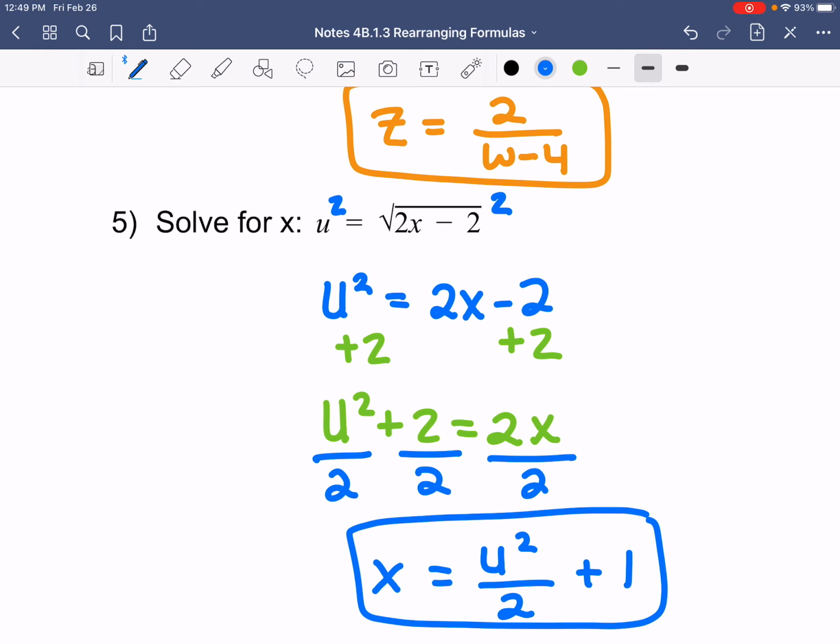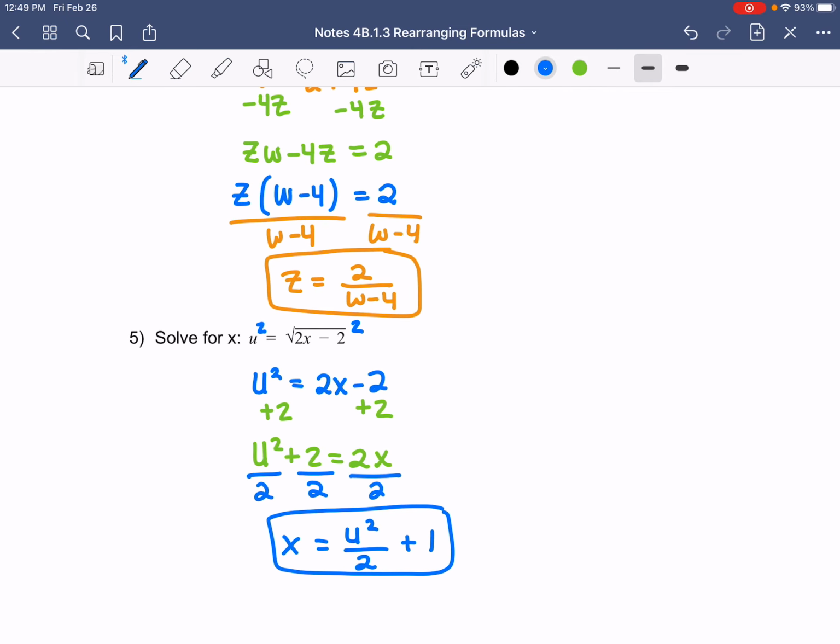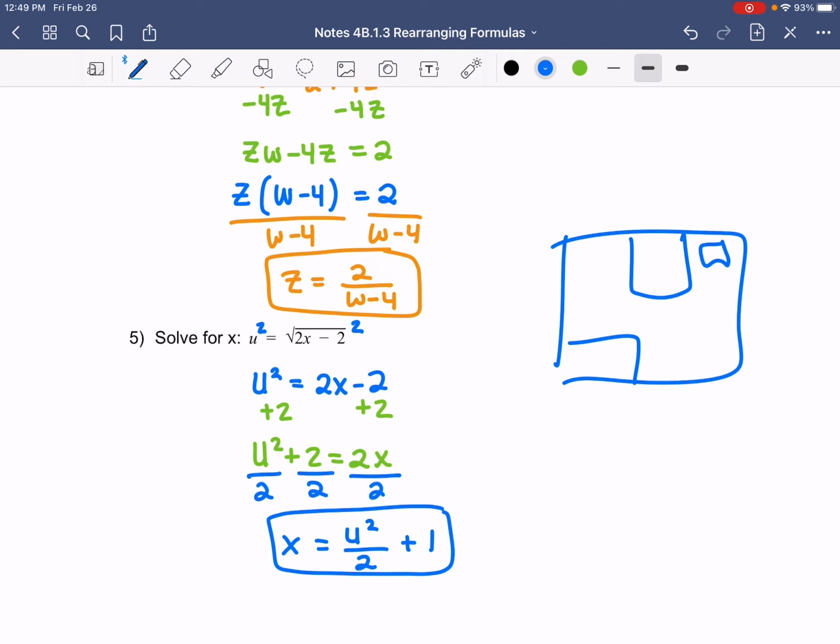So one thing you need to know about rearranging formulas is that all of your pieces are still going to be there when you rearrange it. So if in your bedroom you have your bed and you have a nightstand and you have a dresser and a desk, right? You can rearrange your room and put your bed here and your nightstand here and your desk here and your dresser over here. But they're all still in your room.